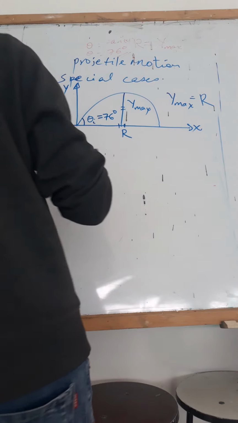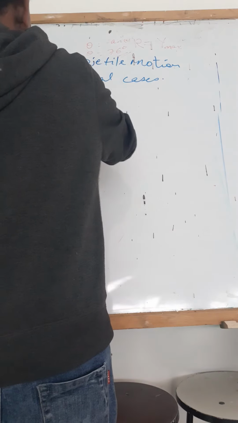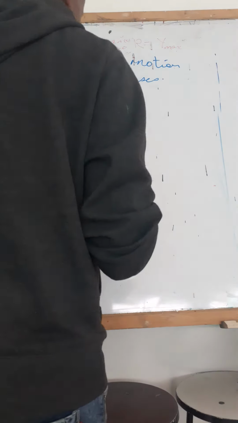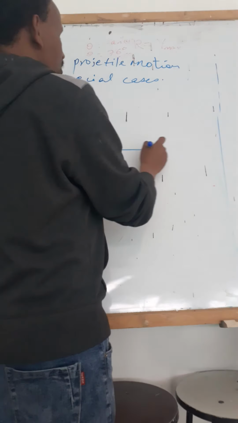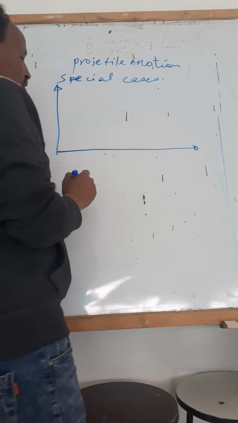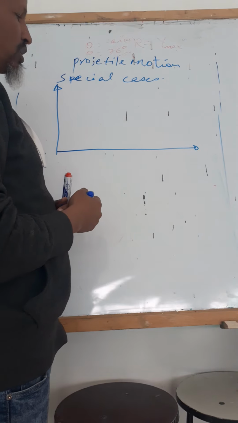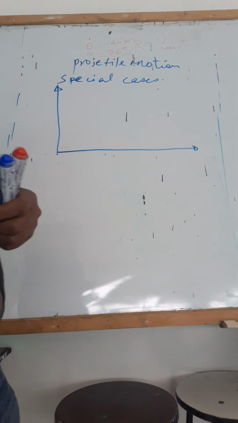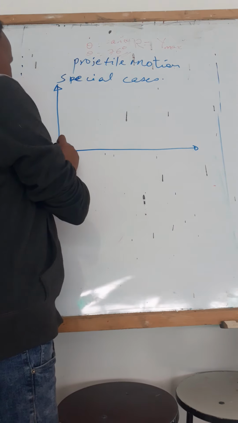And today we will continue with two more special cases, okay? Two more special cases which are related to range and maximum height. If we try to see from an experimental point of view, let's say you projected an object with some initial velocity.